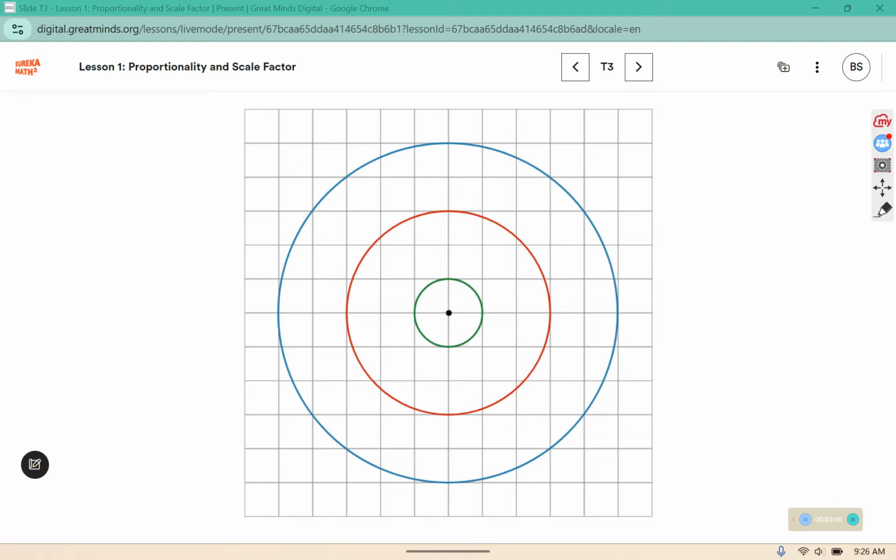They're all the same shape, but they are different sizes. Do you think that all the circles are scale drawings of each other? You could consider the blue one an enlargement of the smaller two, or the green as a reduction of the larger two.